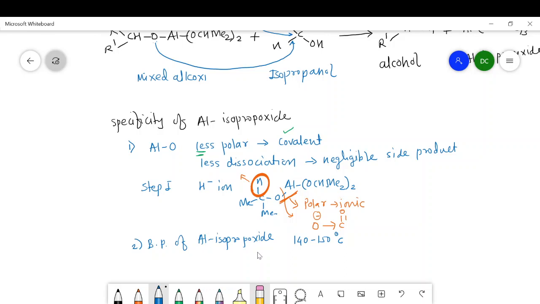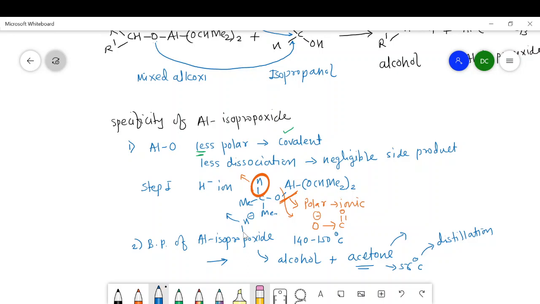So distillation is possible, and after distillation we can remove the acetone and the reaction can be carried forward, and in this process aluminum isopropoxide remains in the solution, and that facilitates the transfer of hydride ion easily. If the boiling point of this aluminum isopropoxide is less than the acetone, then it is not possible to transfer the hydride ion. Therefore, these are the two major advantages of aluminum isopropoxide as a basic catalyst in the MPV reduction reaction.